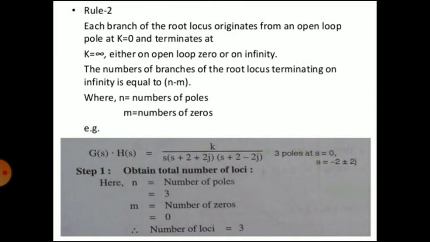Each branch of the root locus originates from an open loop pole at k equal to 0 and terminates at k equal to infinity, either on an open loop zero or on infinity. The number of branches of the root locus terminating on infinity is equal to n minus m, where n is the number of poles and m is the number of zeros.